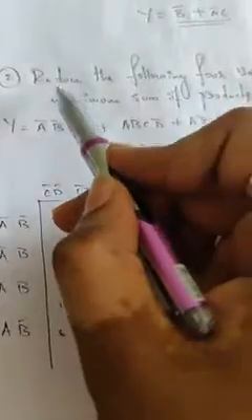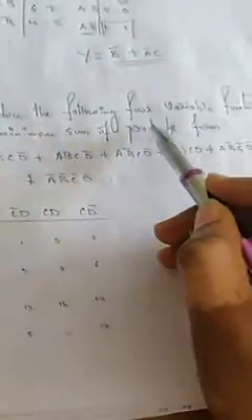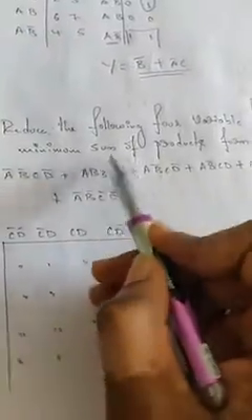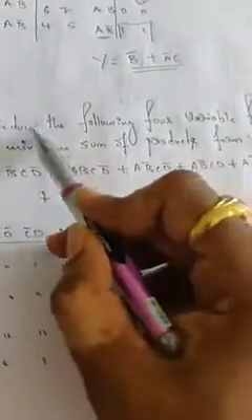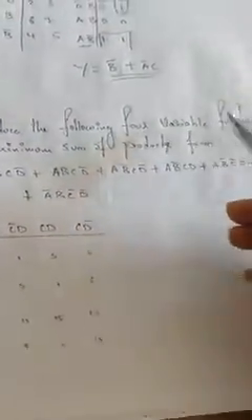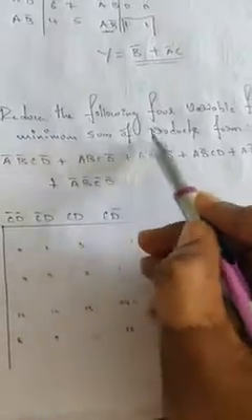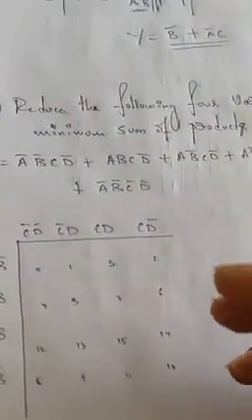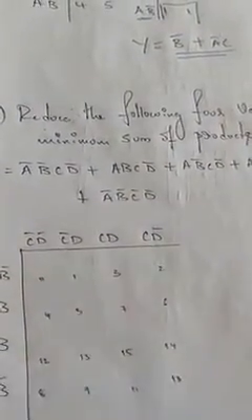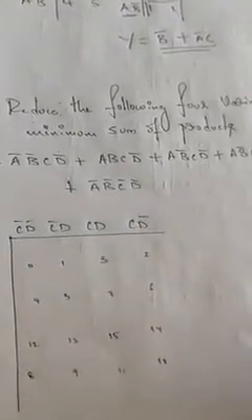Look at this question. Reduce the following 4 variable function to its minimum sum of products form. In the question itself they have specified a 4 variable function to its minimum sum of products form. You need to minimize this 4 variable expression to the minimum sum of products. Sum of products is nothing but SOP.